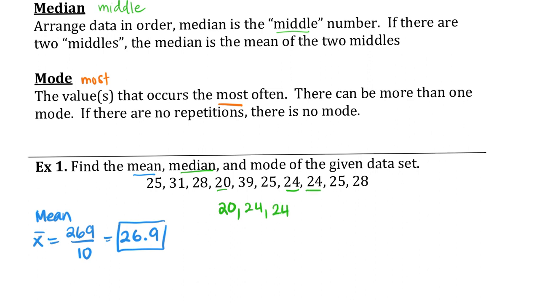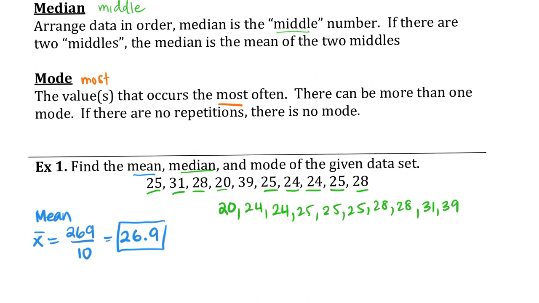And I would mark off the numbers as you write them. 25. There's another 25. There's another 25. That way you can keep track if you lost one. 28. 28. 31 and 39. Let me double check that I have all 10 values. 1, 2, 3, 4, 5, 6, 7, 8, 9, 10. Okay, so I've put them in order.